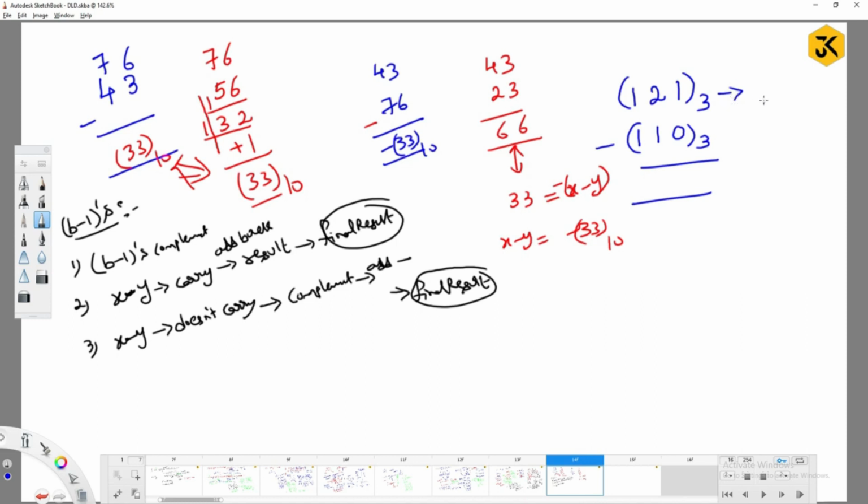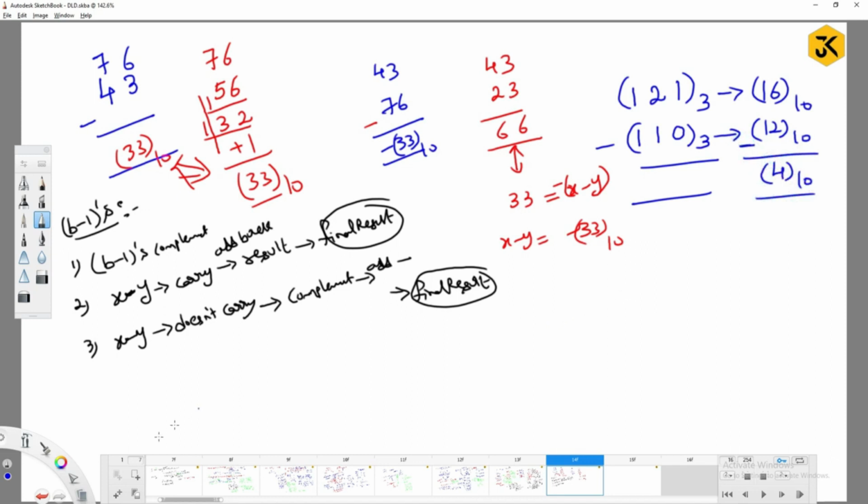Right, 121 base 3 in decimal format. You have to perform multiplication, right? 1 plus 6 plus 9, 16. Very good. 16 base 10. And 110: 3 plus 9, 12 base 10. If I perform subtraction, you need to have 4 base 10, right?